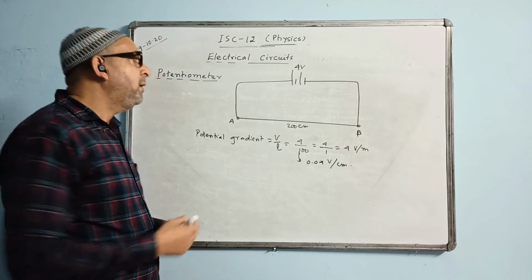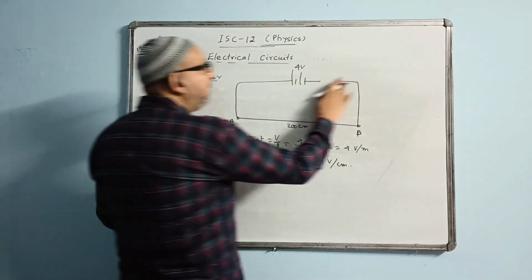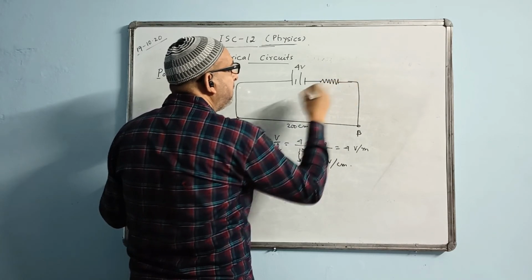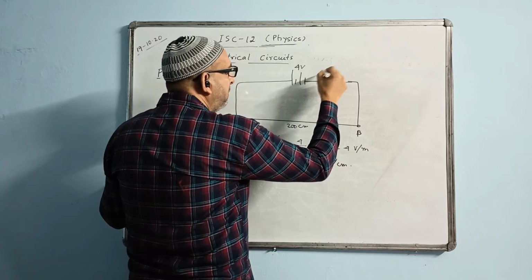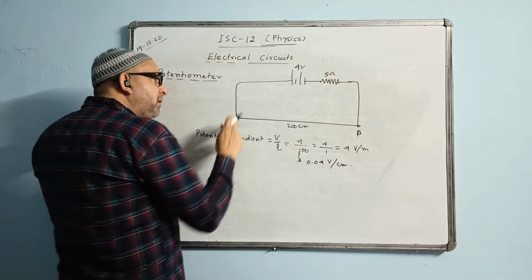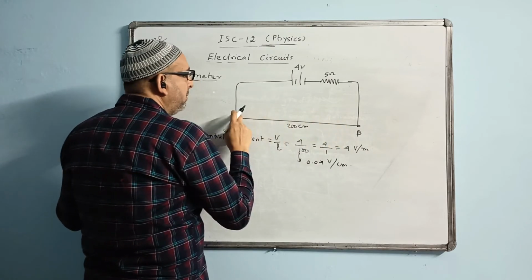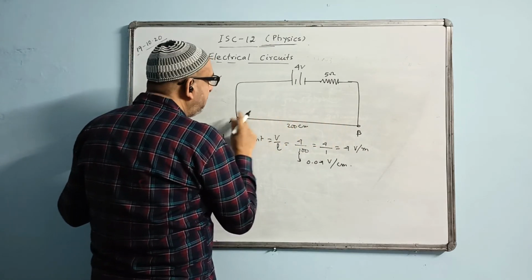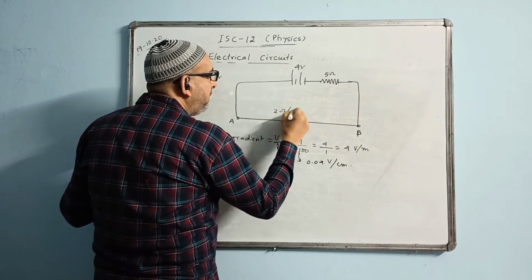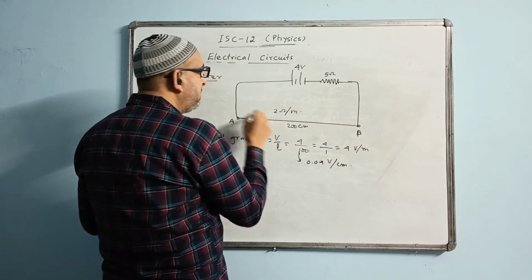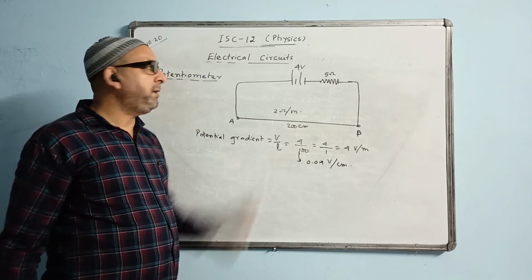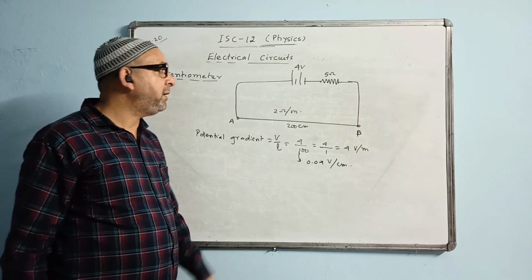It's very simple. Sometimes in the circuit they may show it like this. They may give an extra resistance here, and they write, for example, 5 ohm. And they say the resistance per unit length of this wire is 2 ohm per meter. Find the potential gradient of the wire.